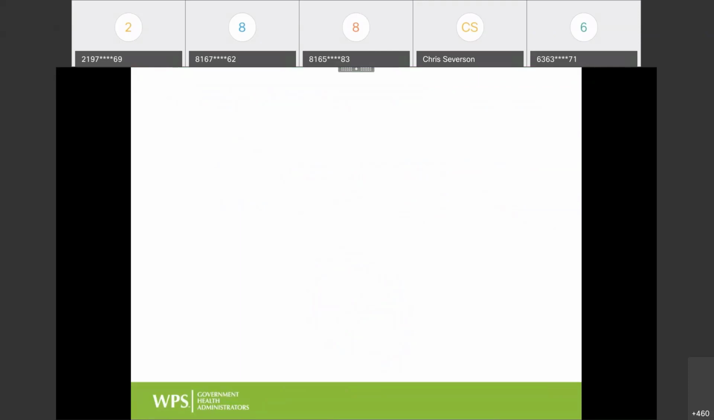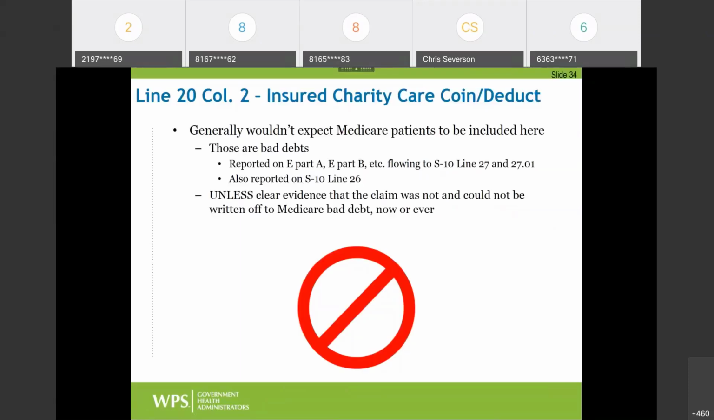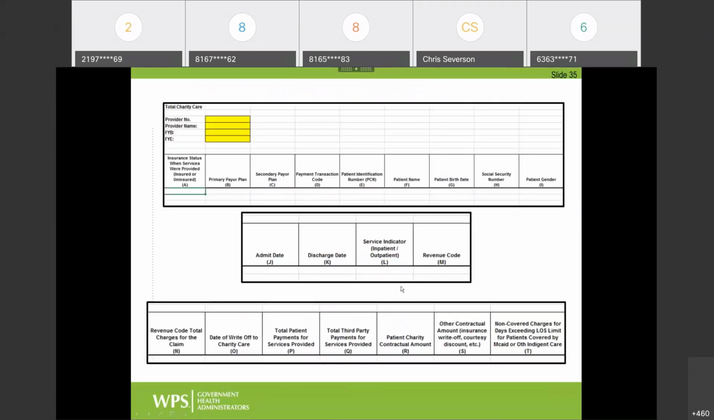And then the template we have here, if it shows up, we're going to actually cover these in just a bit. So I'll skip through this slide.